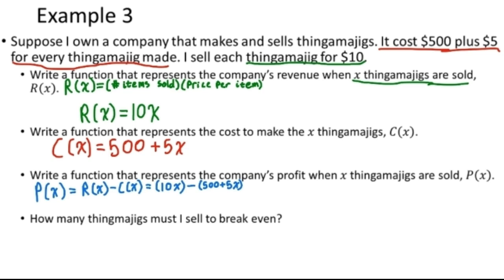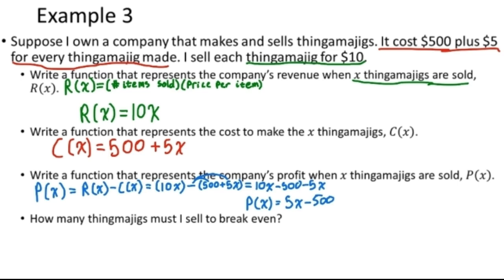Now, in the first set of parentheses around the 10X, I don't need them, so I'll drop them. But it's better to have them and not need them and then drop them later than to not have them, never put them there, and it turns out you do need them. To get rid of the second set of parentheses, I do have to distribute the -1. And then to finish up, I can collect my like terms and get P of X equals 5X minus 500, which would represent my profit for selling X thingamajigs.